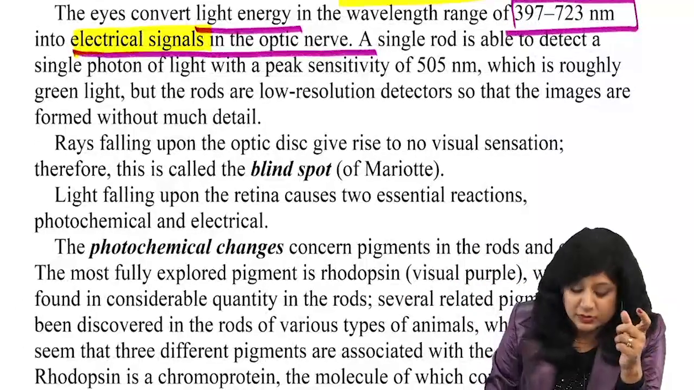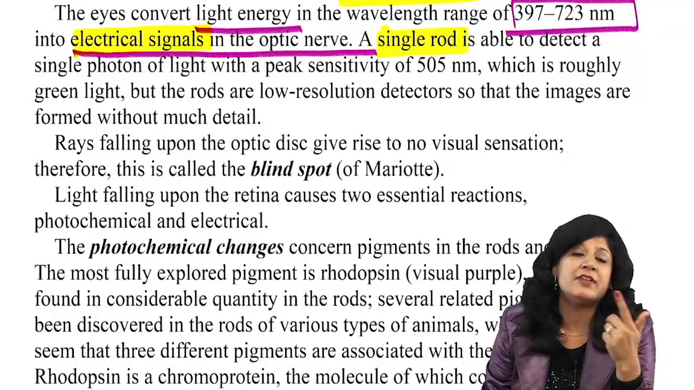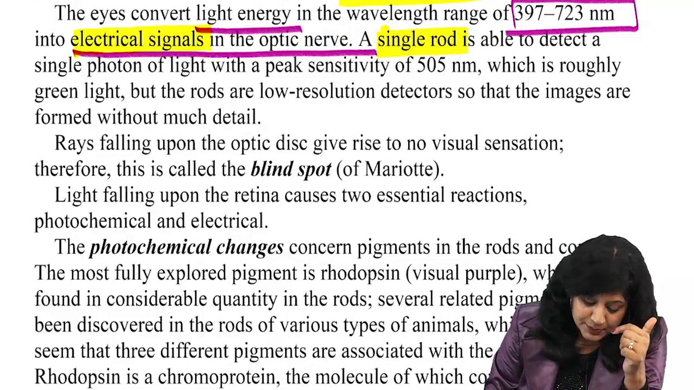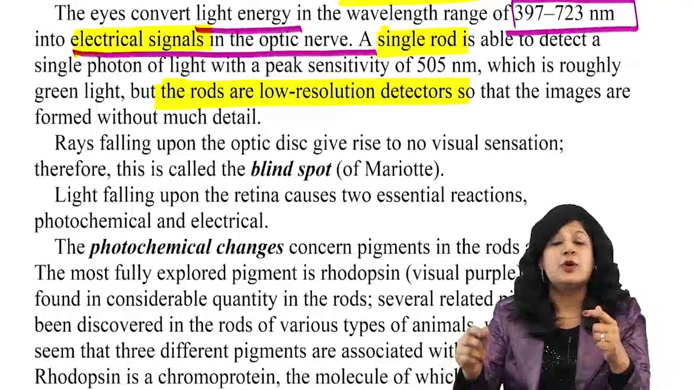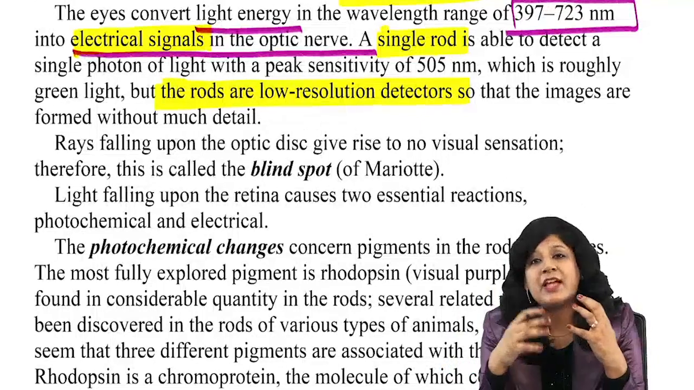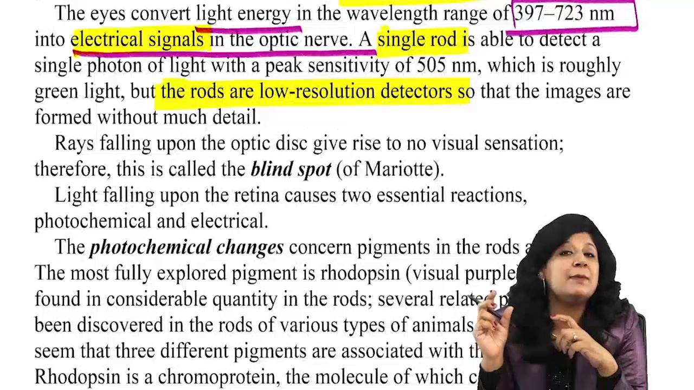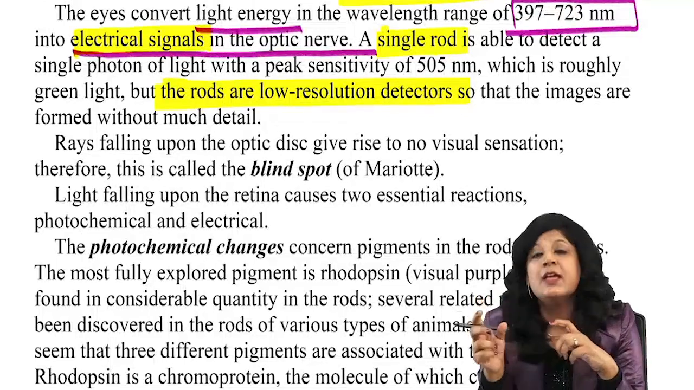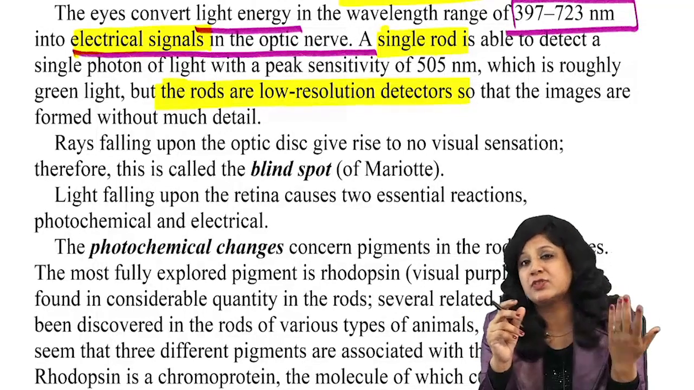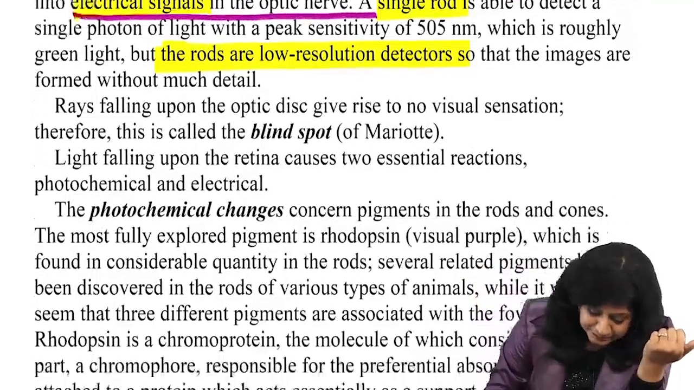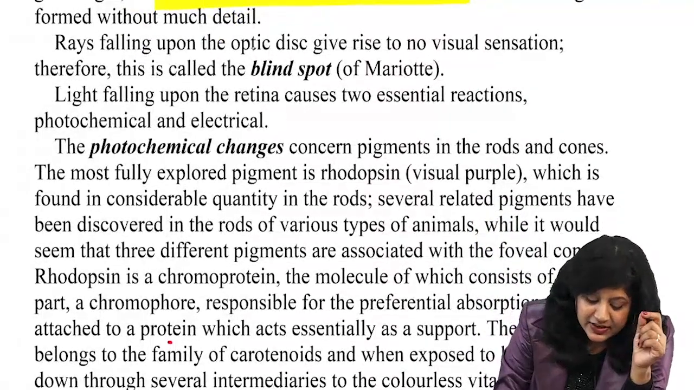Now, a single rod is able to detect a single photon of light. So there we have a one-to-one relationship, but the problem is that rods are low resolution. Because rods do not have high resolution power, the image that is formed is very blurred. It's not very good quality. Though it has a one-to-one relationship with the photon of light, the resolution quality is bad.